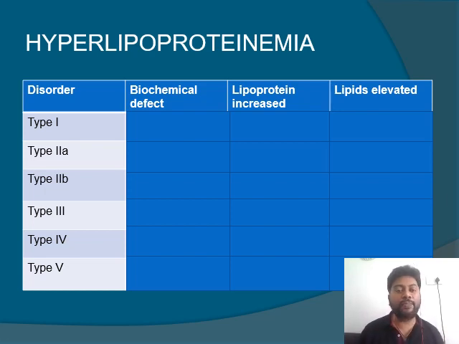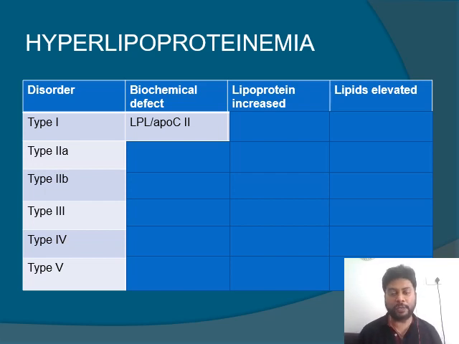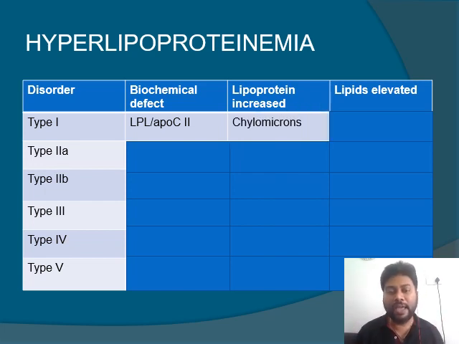First, we'll start with type 1 hyperlipoproteinemia. In this type 1 hyperlipoproteinemia, the basic defect is that the lipoprotein lipase enzyme or the ApoC2 protein will be defective. We know that both of these, lipoprotein lipase and ApoC2, are very much needed for the metabolism of chylomicrons and VLDL, which are the triglyceride rich lipoproteins in our body. The triglycerides can be taken up by the peripheral tissues only with the help of these 2 proteins. So when this is defective, chylomicrons and VLDL cannot be metabolized, so they will accumulate. Mainly chylomicrons will be accumulating in this condition.